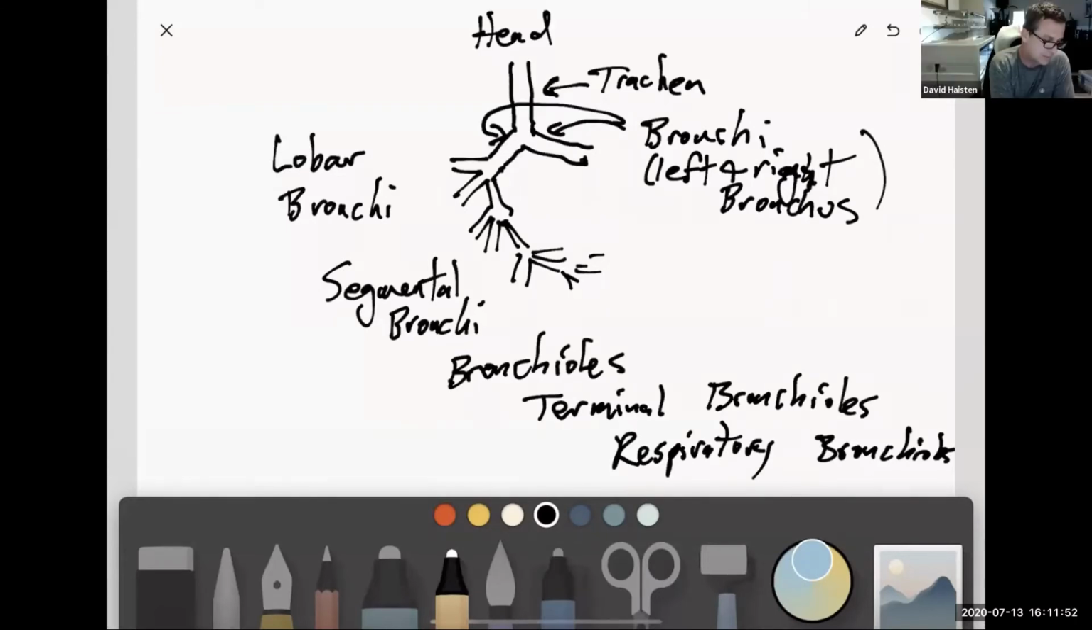Finally, we end up with bronchioles. These are the finest of passages. Bronchioles split into terminal bronchioles or end up finishing in terminal bronchioles, and then we move into the respiratory bronchioles. But it doesn't stop there. The respiratory bronchioles are continuous with what are called alveolar ducts.